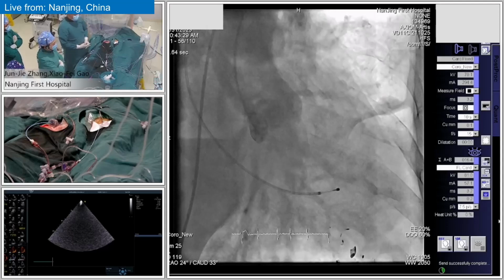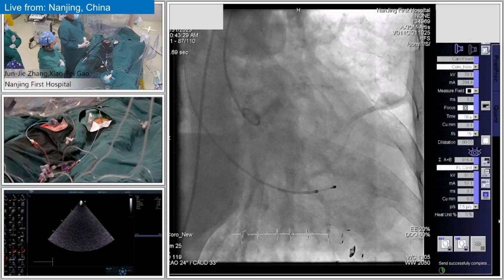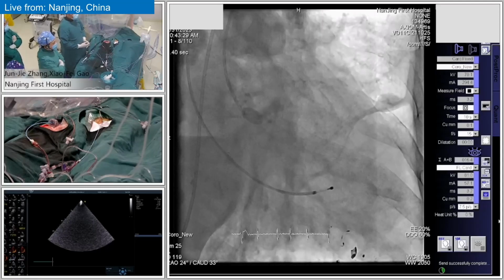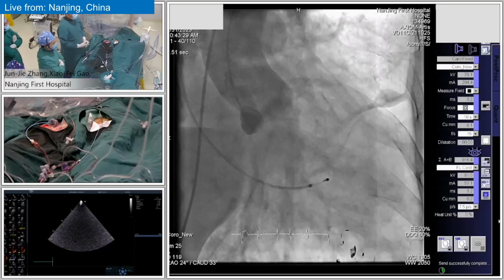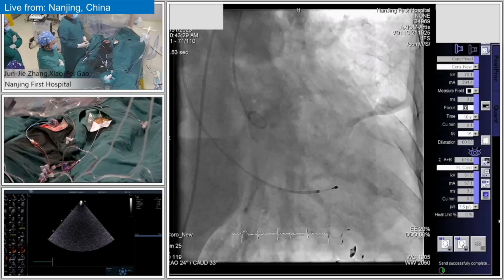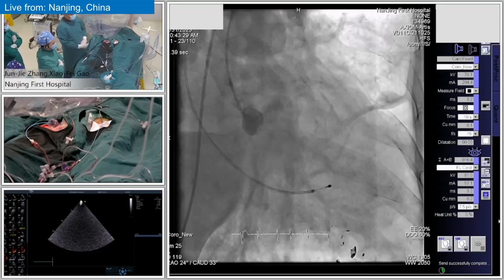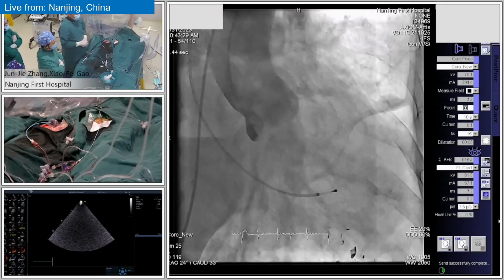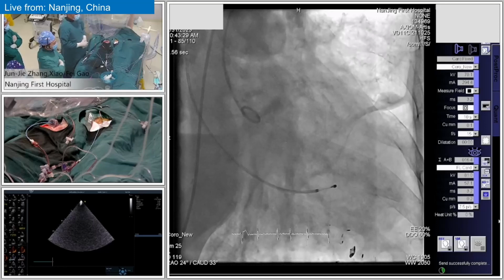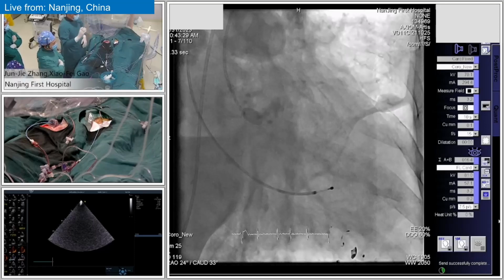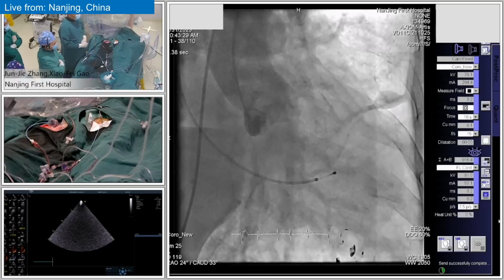Actually, it's also a very important question. We all know that RBBB, right bundle branch block, is an independent risk factor of pacemaker implantation after the TAVI procedure. So from this case, how to avoid pacemaker implantation? I think the only thing we can do is a higher implantation of the valve.